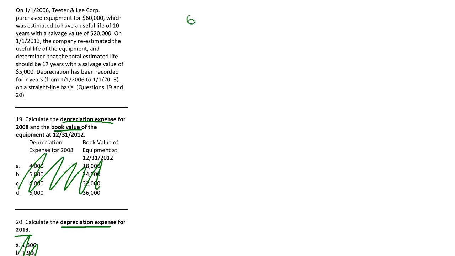So we have equipment that we purchased for $60,000, 10-year useful life, salvage value of $20,000. So we're going to subtract the $20,000 salvage because we'll get that in the future, which means the depreciable amount is going to be $40,000. If we divide that by 10 years, that means that we're depreciating $4,000 per year. Okay, $4,000 depreciation per year.